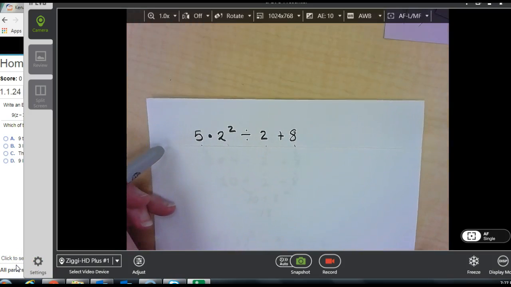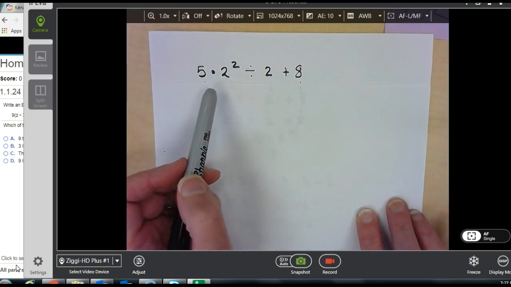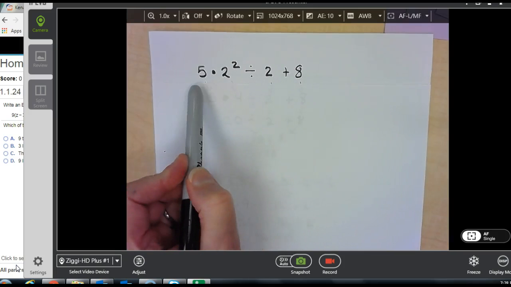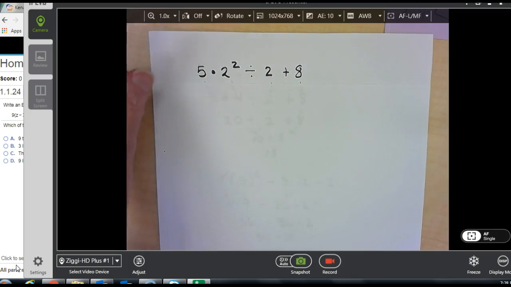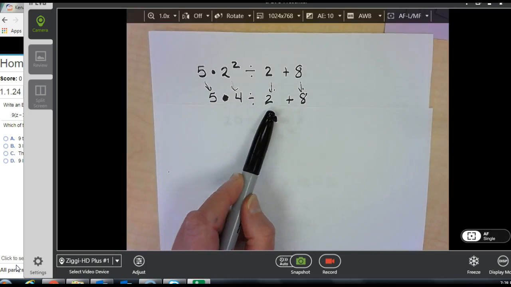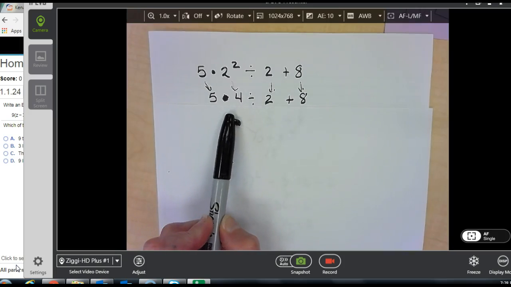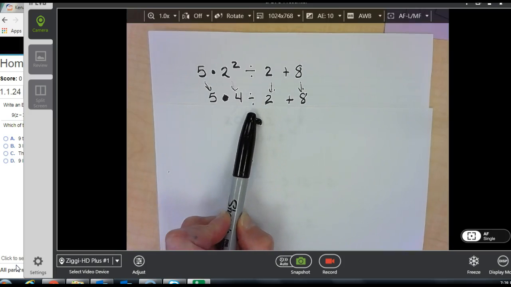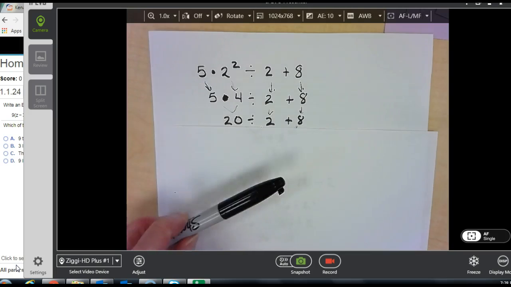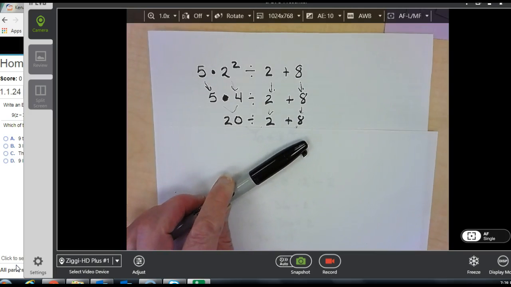So let's look at a little harder problem. In this problem, I have multiplication, I have a power, I have division, and I have addition. No parentheses, so I go next to exponents. So the 2 squared means 2 times 2, which is 4. So I write the 4 down, everything else is brought down. And now I look for multiplication and division. I have multiplication and division. I don't just do this multiplication first because it's multiplication. I do it first because it's on the left. So 5 times 4 is 20. Divide by 2. Add 8.